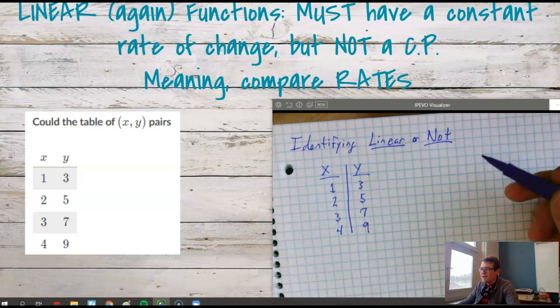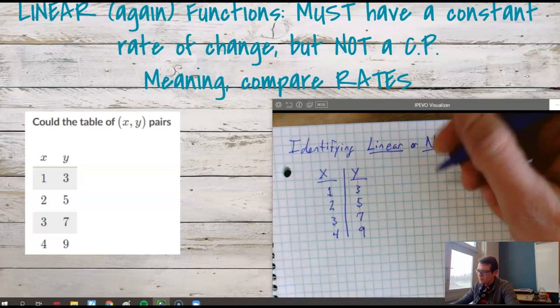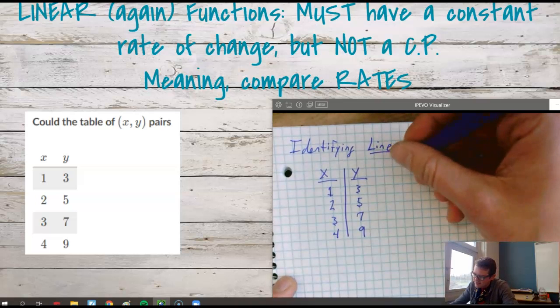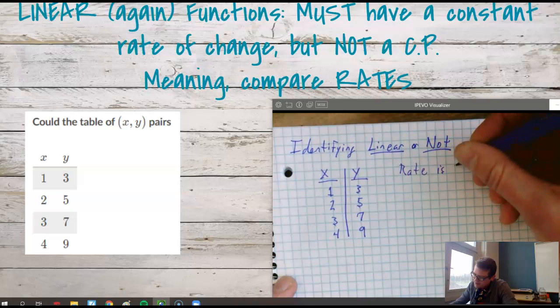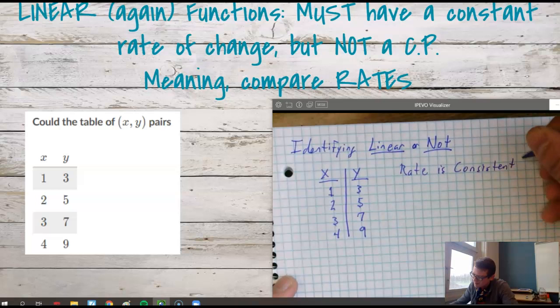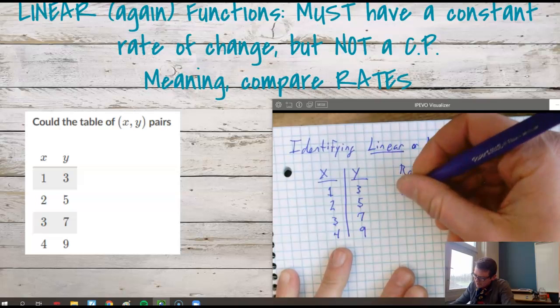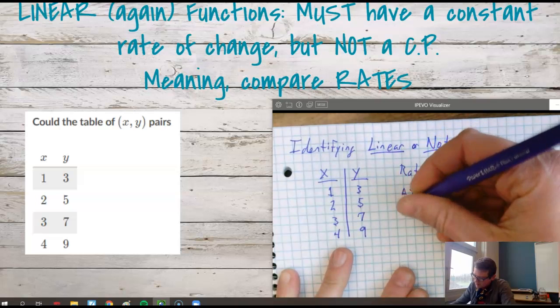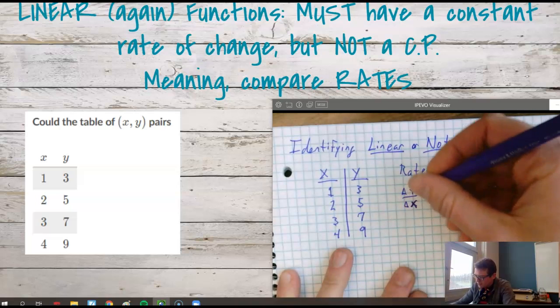To identify if a function is linear or not, we are going to compare the rate and see if the rate is consistent. So what we have to check is, is the rate consistent? And the rate, we know, is change in y over change in x. Right? So rate is the same thing as slope.